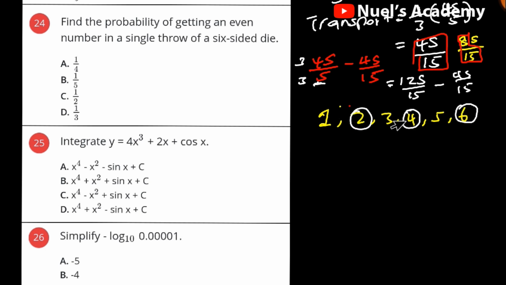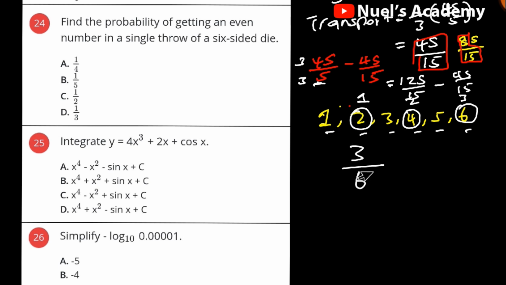So you have 3 even numbers here. So the probability of getting an even number in a single throw, remember the formula for probability is number of favorable outcomes over number of possible outcomes. So the number of favorable outcomes here is 1, 2, 3. So you have 3 favorable outcomes, over possible outcomes, which is 1, 2, 3, 4, 5, 6.